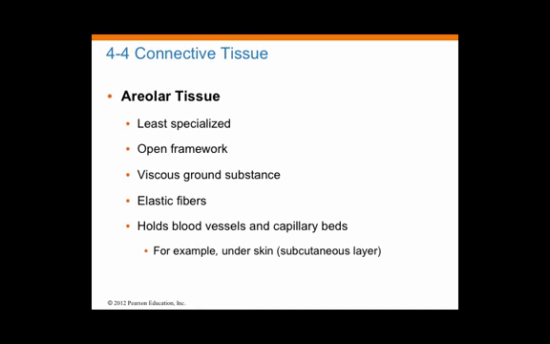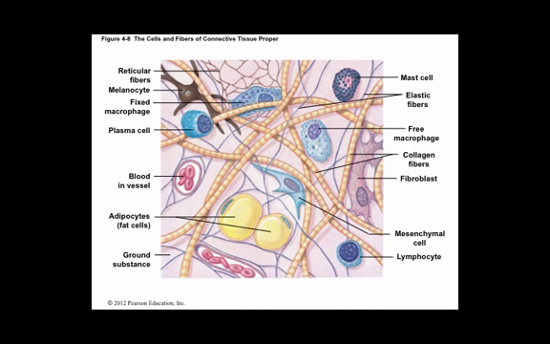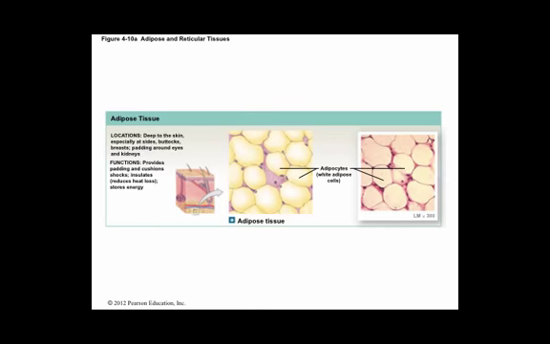Areolar tissue provides an open framework of fibers surrounded by a viscous ground substance that holds blood vessels and capillary beds in places such as under the skin. It is strong enough to bind different tissue types together, yet soft enough to provide flexibility and cushioning. In identifying areolar tissue, you will see the many different cell types as well as all 3 of the protein fiber types. Adipose tissue is a loose connective tissue that contains many adipocytes, or fat cells.